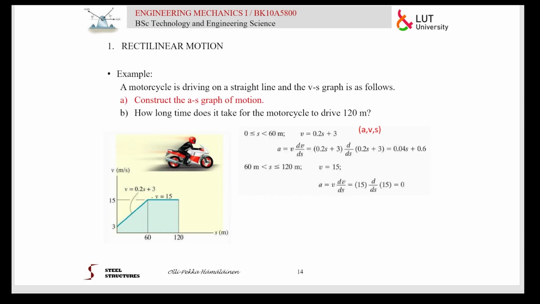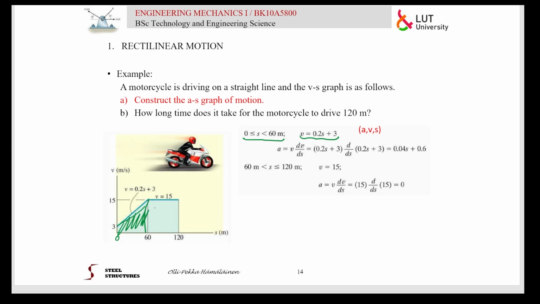Now, it makes sense to split the case into two parts, because I know that something is happening between 0 and 60 meters and something else is happening between 60 and 120 meters. In the first stage, when the displacement goes from 0 to 60 meters, I know that the velocity of the motorcycle in that stage is given by the equation of the line here. It's 0.2 s plus 3.